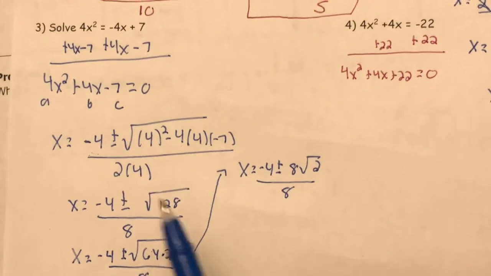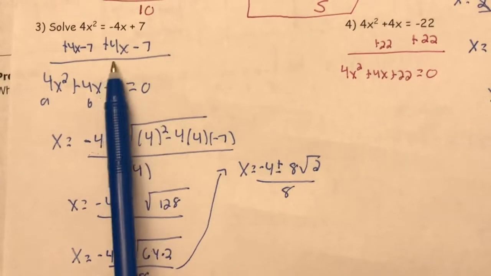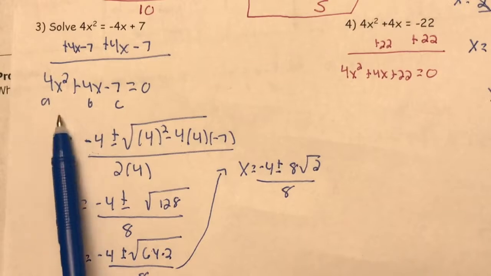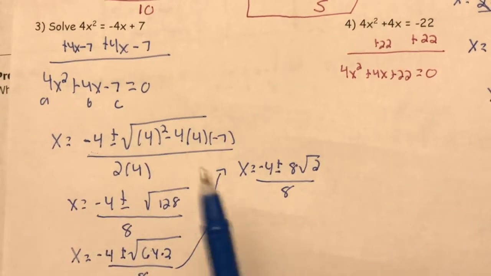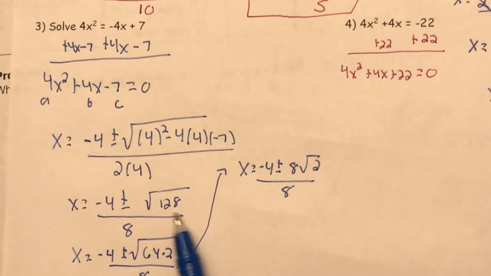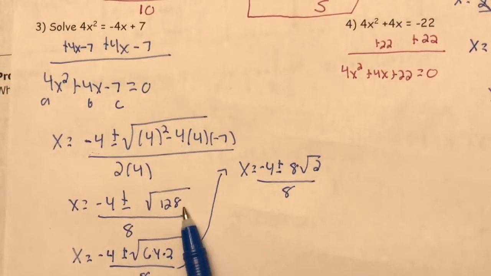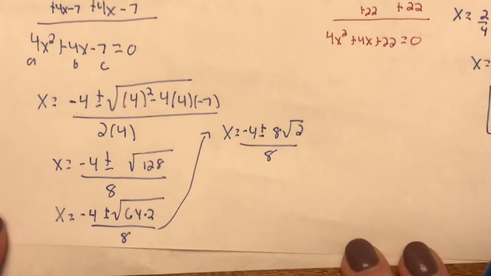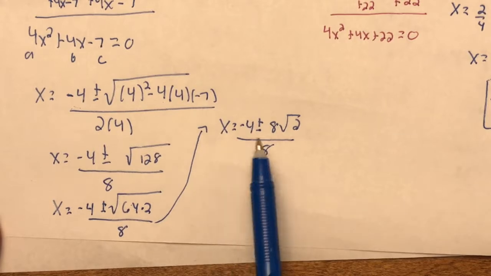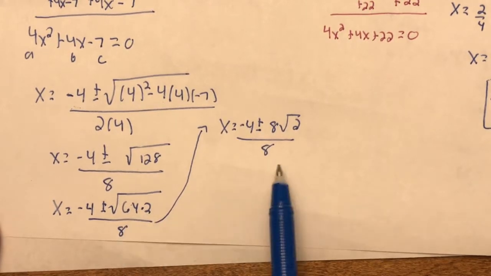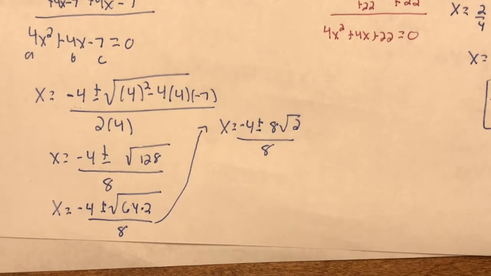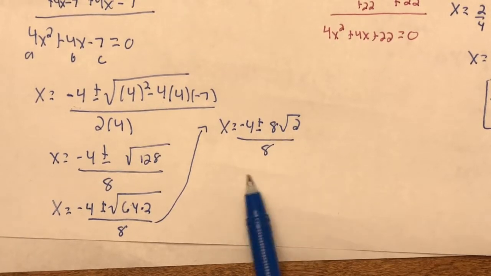Okay, so let's see how this one went. So hopefully you added 4x and subtracted 7 from both sides. And if you did that, you should end up with right here, -4 plus and minus the square root of 128 all over 8. Now 128 can be broken down into the largest perfect square of 64 times 2. Now I went up here and I rewrote that. I took the square root of 64 to get 8. So I have -4 plus or minus 8 root 2 all over 8.